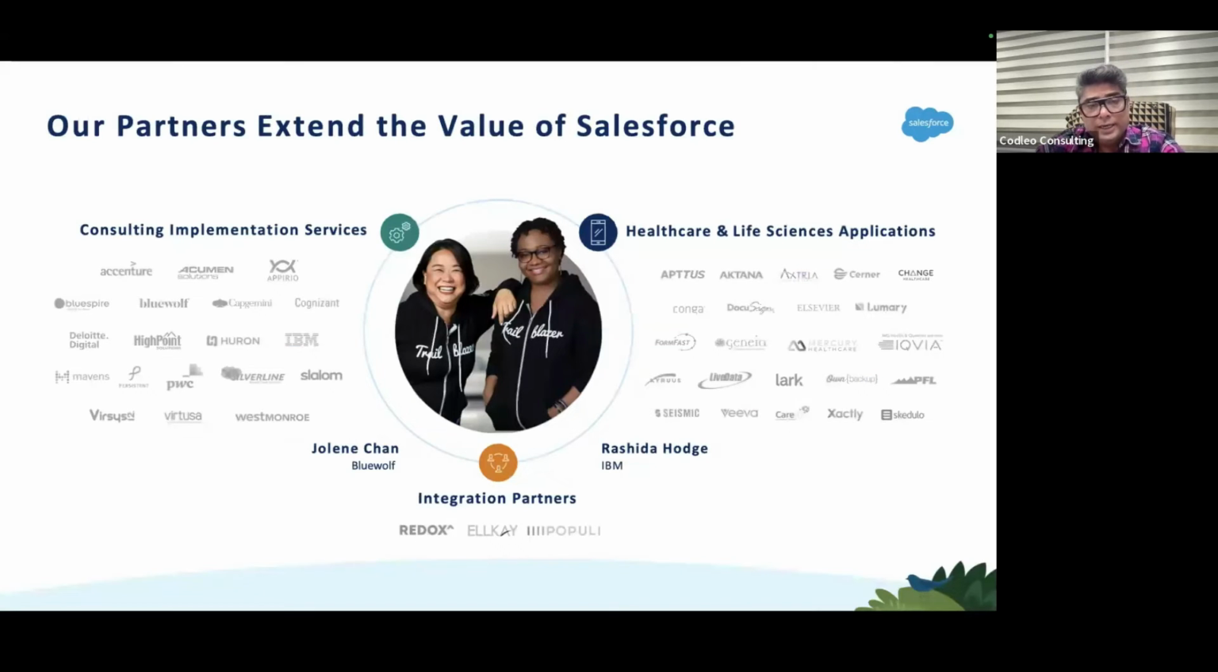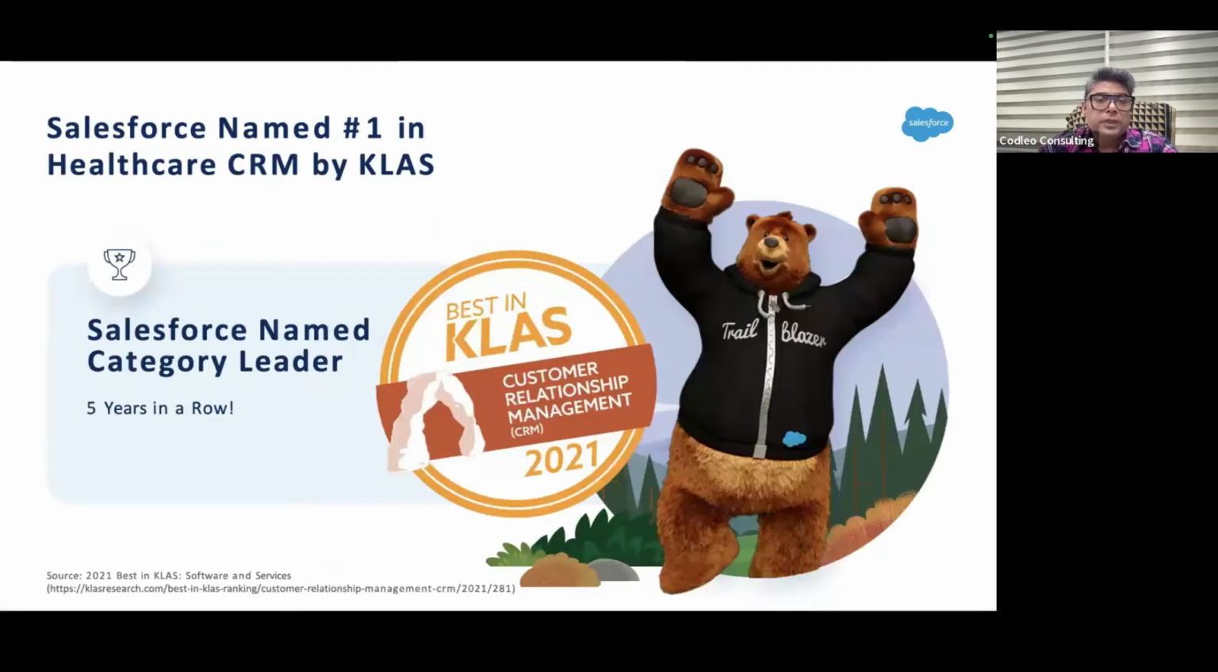Now, as I said, there are certain consulting and implementation services for Health Cloud. Then there are life sciences applications which most of the partners have built on Salesforce, which will come under healthcare and life sciences. There are integration partners also. So different companies are working in the same domain to help you. Now, Healthcare CRM by Klas, which is one of the best: Health Cloud was named a leader in this category, and that too 5 years in a row. I'm talking about 2021. I'm sure it's in 2022 and 2024 as well.